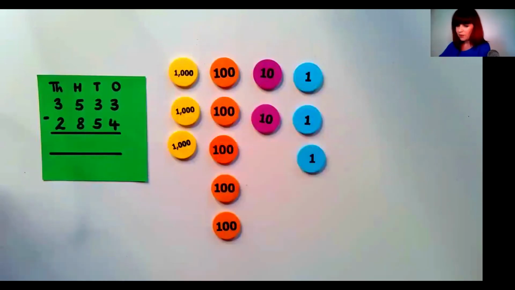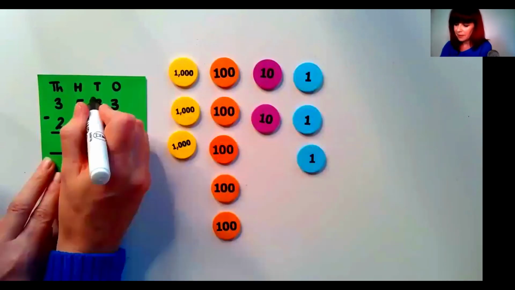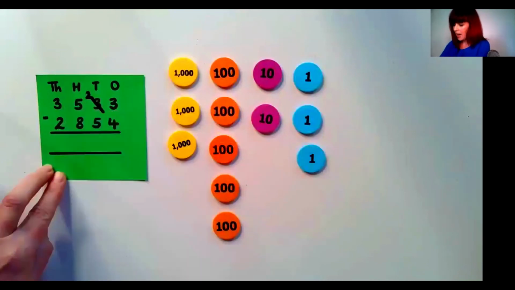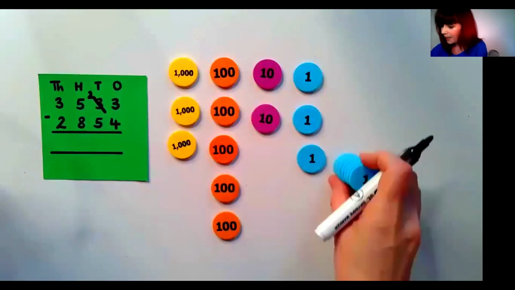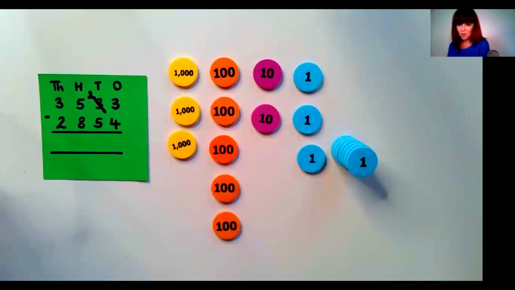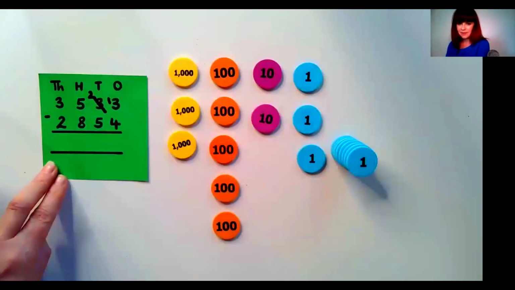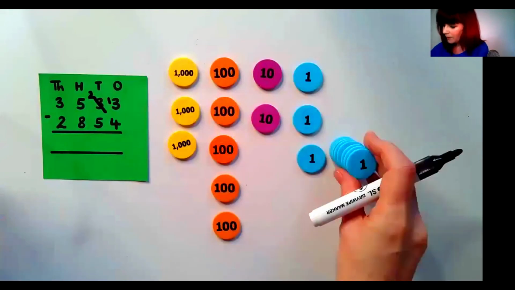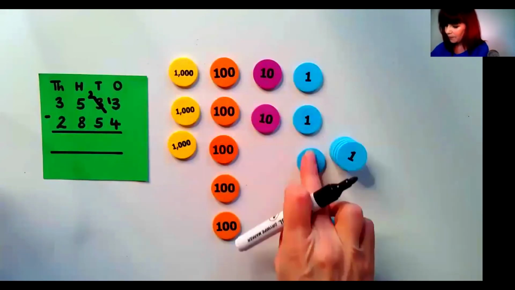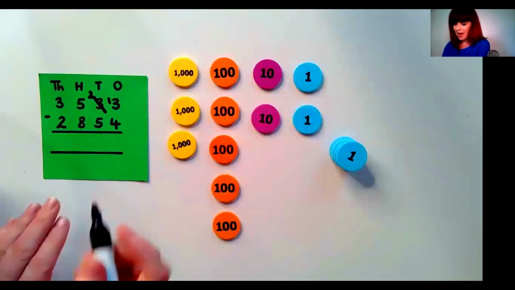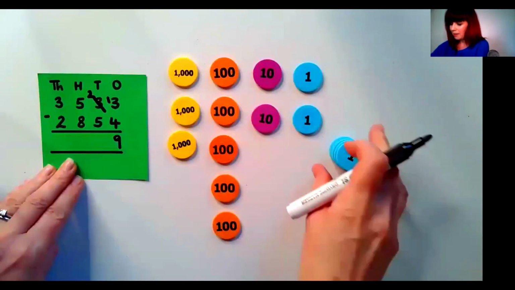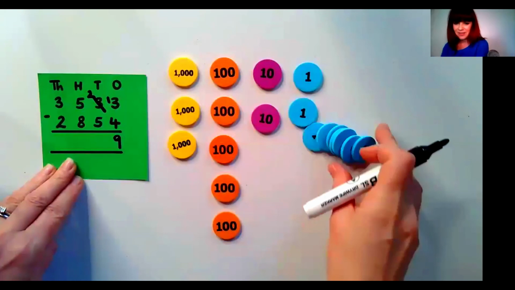I'm going to take one of those tens, so I have 2 tens remaining, and regroup into the 10 ones. And that means I've now got 13 ones. From my 13 ones, I'm going to subtract 4, which means I have 9 remaining. You can see the ones there.